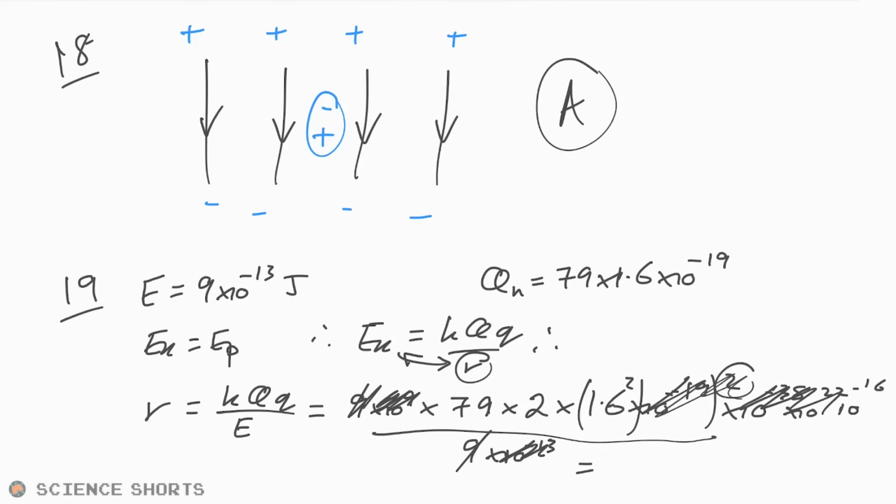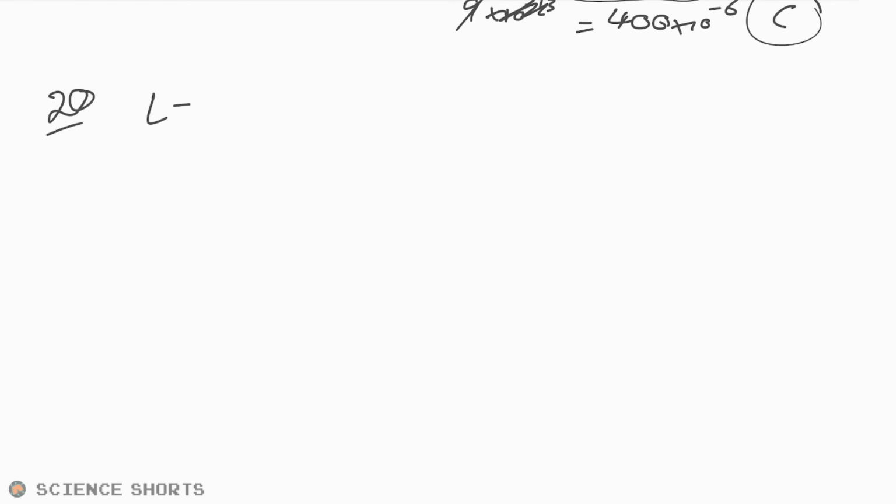What does that give us? Let's say 400 times 10 to the minus 16. And so I can see that there's only one answer that makes any sort of sense there, and it is C.